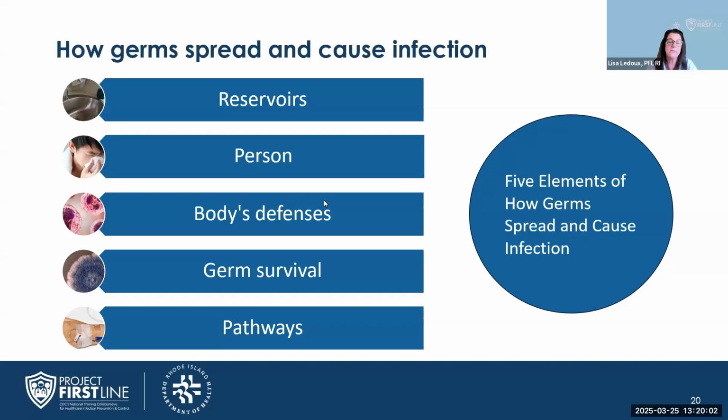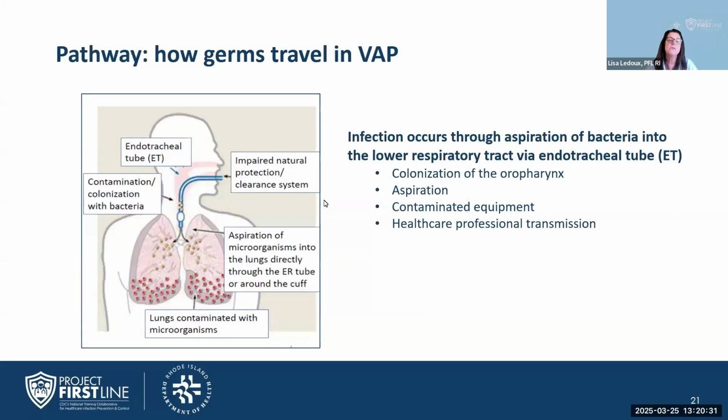And then you also need the pathway, and this is how that germ travels. This is the method by which the germs move from the reservoir to a susceptible person, and such could be through direct contact, airborne transmission, or contaminated food, or a healthcare task such as intubating a patient. It is important to know that removing any one of these elements helps to prevent the occurrence of an HAI. So here's the image of how germs can potentially travel and cause VAP.